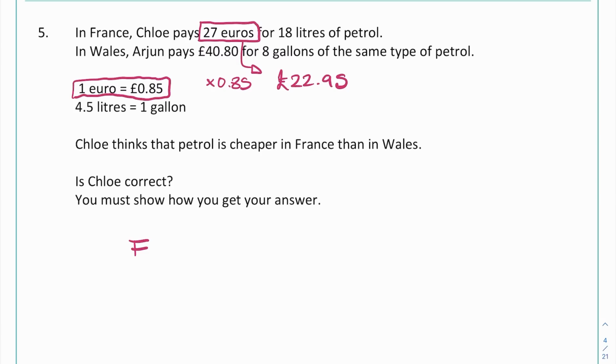I'm going to write that down here. So in France we get 18 litres and that is £22.95. Now the other option is in Wales. It says, in Wales, Argent pays £40.80 for 8 gallons of the same type of petrol.